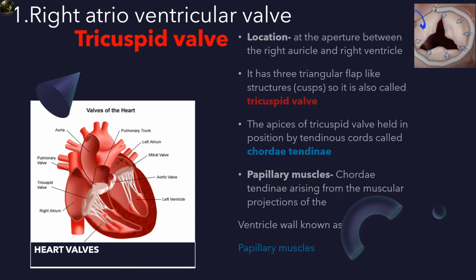Why are the chordae tendineae there? Chordae tendineae help to hold the tricuspid valve in position. Then where do the chordae tendineae attach? They attach to the muscular projections of the ventricle wall. These muscular projections we call papillary muscles.